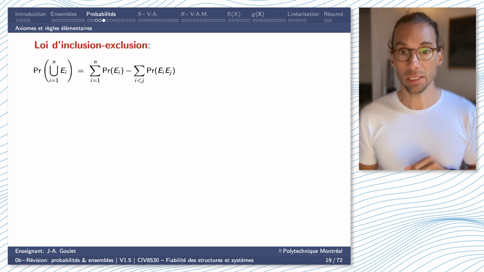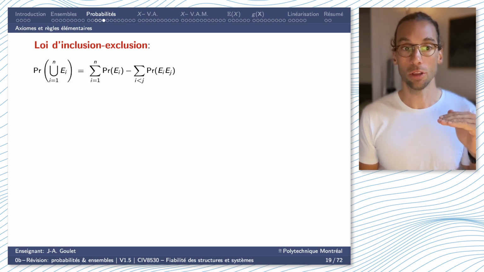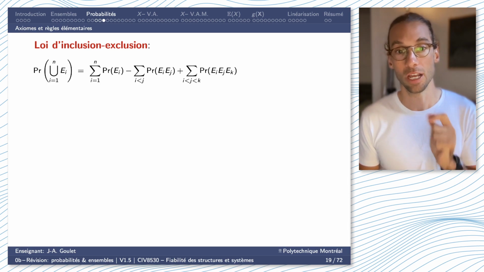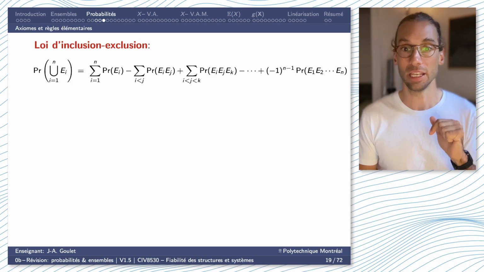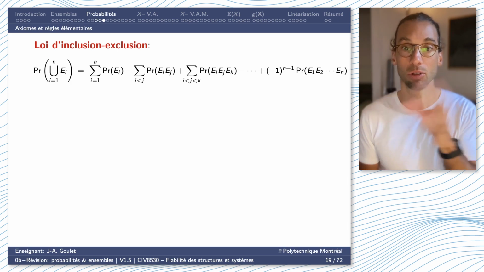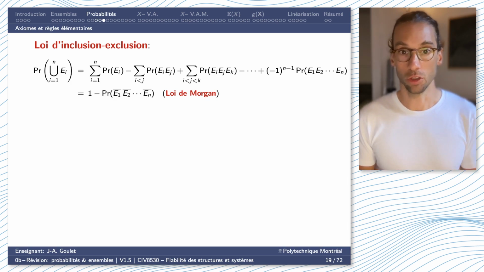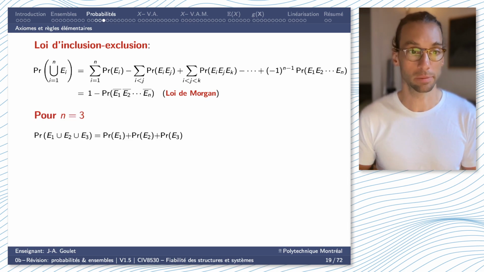Then if I do this, I'm going to have a lower bound on the probability. I need to add all the intersections between triplets, then remove all the intersections between quadruplets, and so on, until I have my n terms. And using the De Morgan rule, I can represent this equivalently as 1 minus the probability of the complement of the intersection of all the complements.